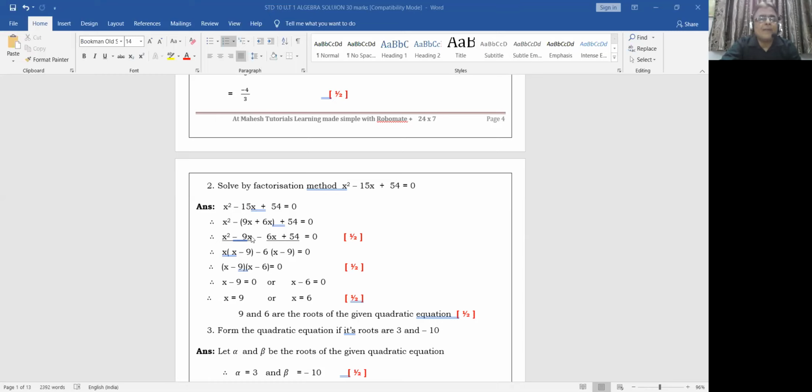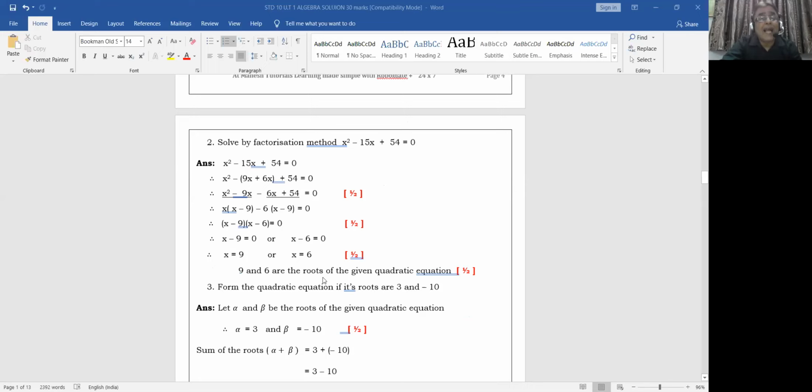Now if you have used bracket wala method, very good, which we taught you. If you have written directly minus 9x minus 6x plus 54, well and fine. So if you have solved till this first 3 steps, give half mark. Then x common x minus 9 minus 6 common x minus 9, x minus 9 into x minus 6 equal to 0. If you have reached here, give half mark. And then half mark for x equal to 6, x equal to 9. So 1.5 here. And final half mark will be for your answer. 9 and 6 are the roots of the quadratic equation, or the root of the quadratic equations are 9 and 6.